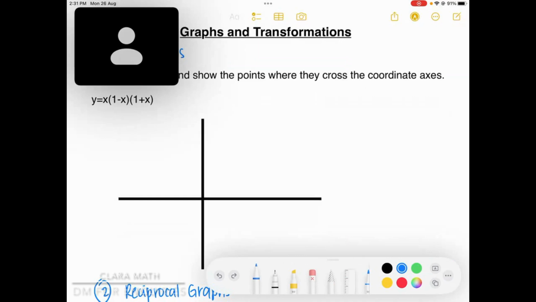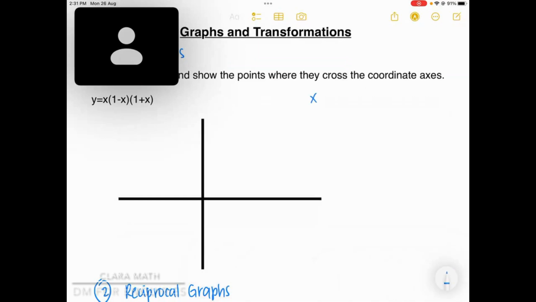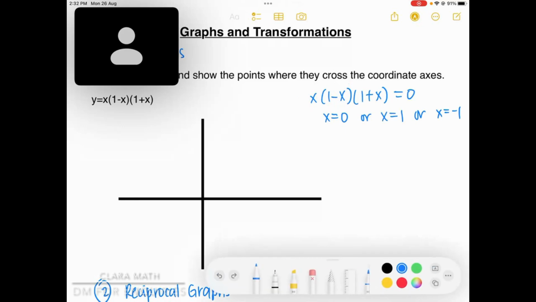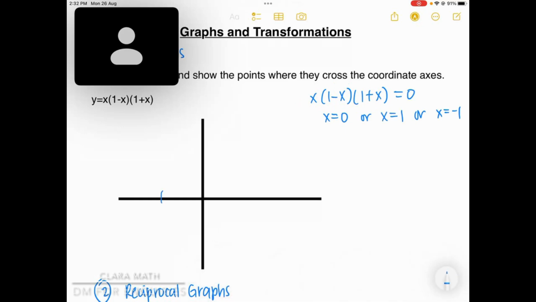We need to find where they cross the axis. So we find that using the intercepts. You can take the equation and equate to 0. That means when y is 0, then we can find where it touches the x-axis. So you will get x is 0, or x is 1, or x is minus 1. Basically, you just take each item, this one equals 0, this one equals 0, this one equals 0. You get these three answers. So then we will label, it must cut at 0, 1, and minus 1. Okay, so it must cut here, here, here.